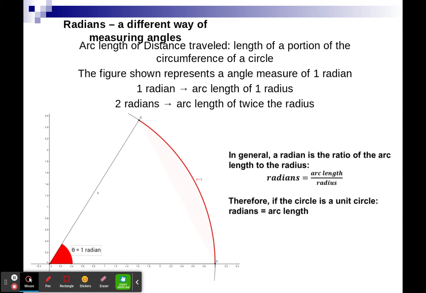So in general, a radian is the ratio of the arc length to the radius. If you want to know how many radians an angle is, you take the arc length and you divide it by the radius. And of course, we know in a unit circle, the radius is 1. So if the circle is a unit circle, then the number of radians is equal to the arc length.